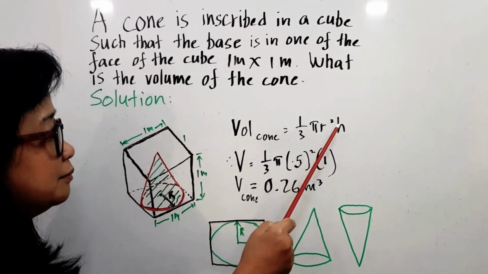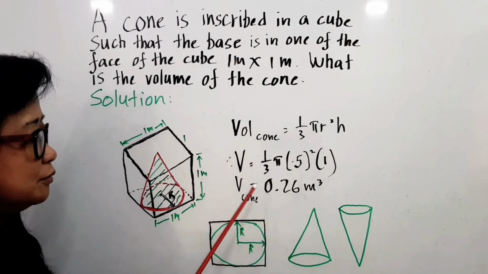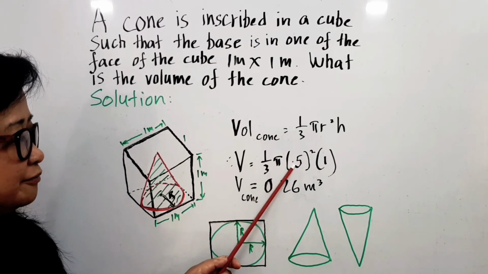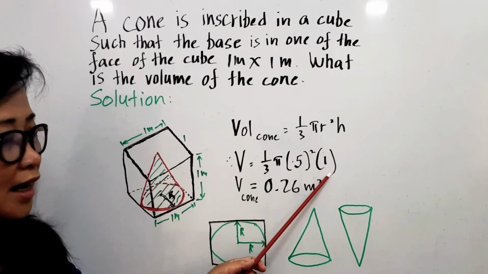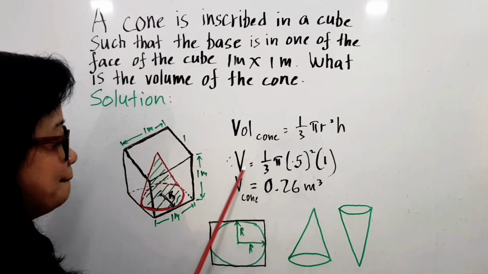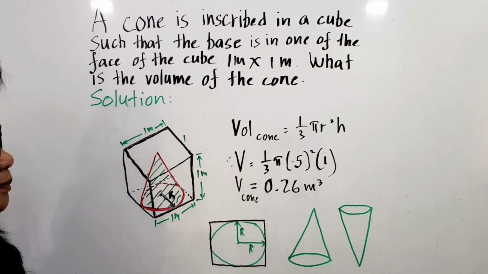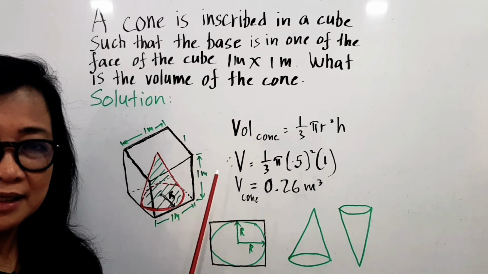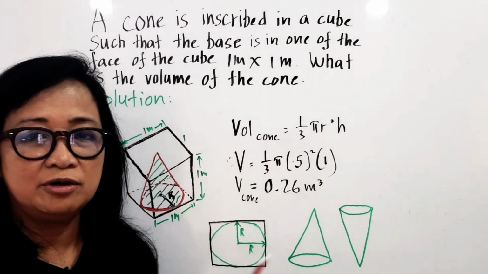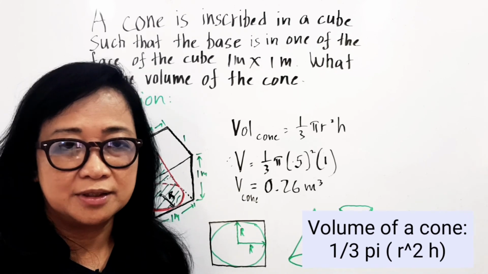Therefore, meron na tayong R, meron tayong H, masolve na natin ang volume of a cone which is equal to 1/3 pi times the radius which is 0.5 meter squared times the height which is 1 meter. Therefore, the volume of a cone is 0.26 cubic meter. Now, dito, simpleng-simple talaga, madali lang masolve. Kailangan mo lang talaga malaman ma-memorize mo ang volume of a cone which is equal to 1/3 pi r squared h.